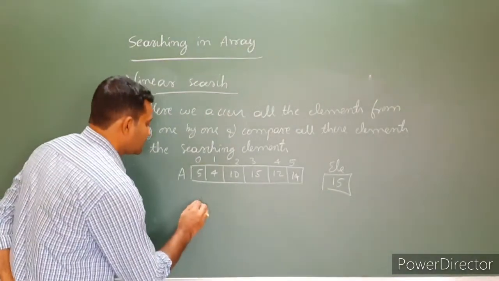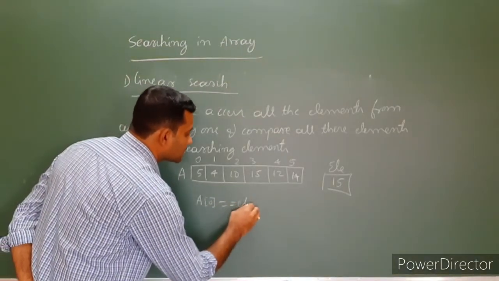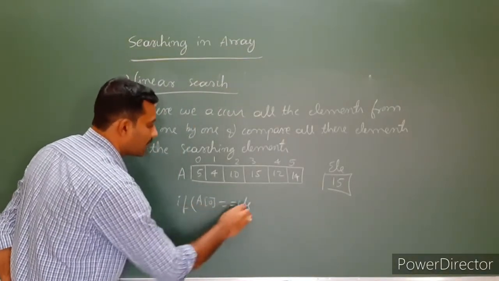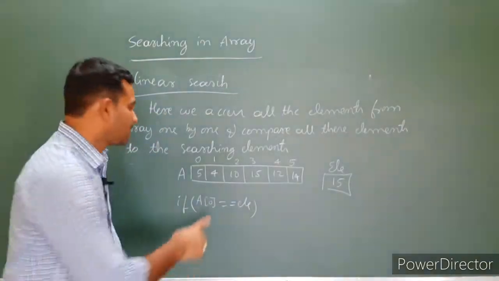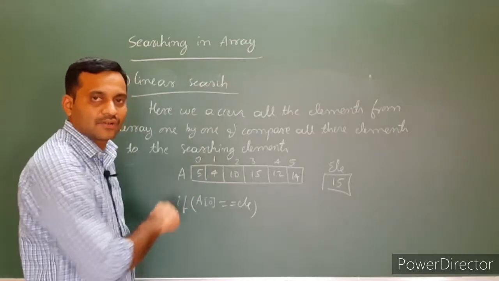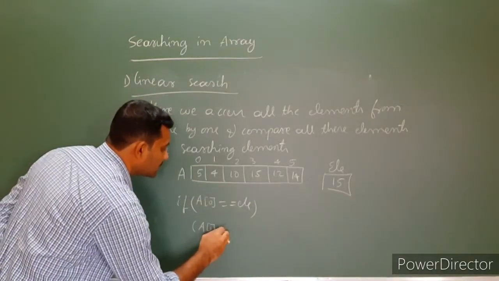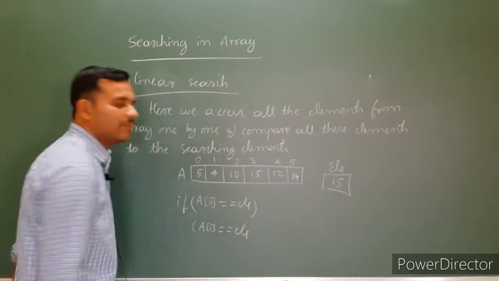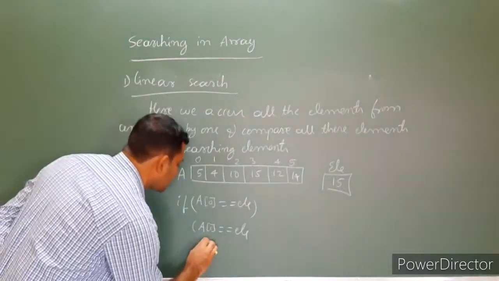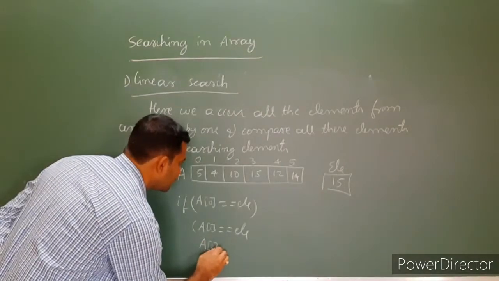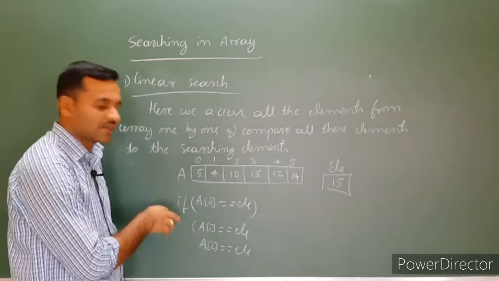How to access? The first one, A of 0, is compared with the searching element. If it is found, return the location. Otherwise, compare the next element, A of 1, with the searching element. If it is found, return the location. Otherwise, access the next element, A of 2, and compare it with the searching element. If it is found, return the location.